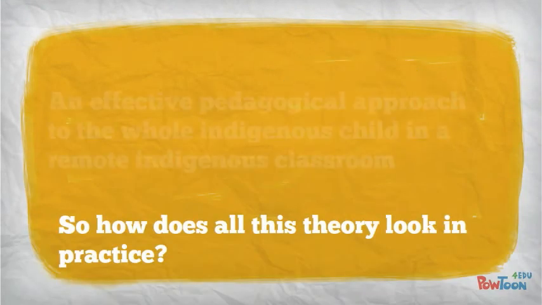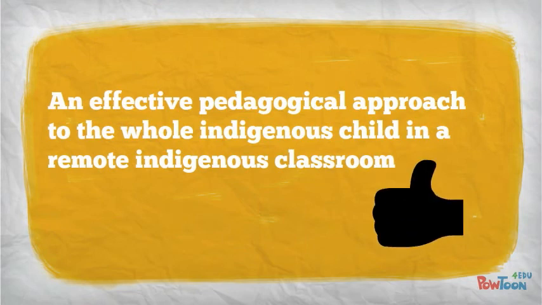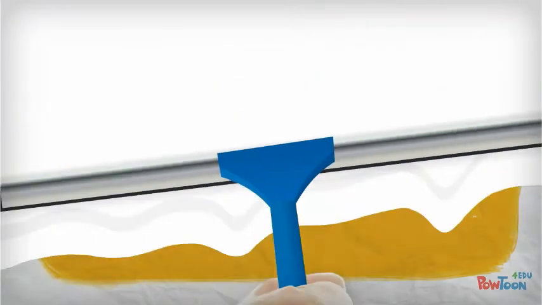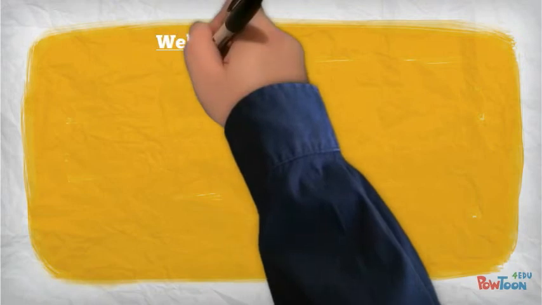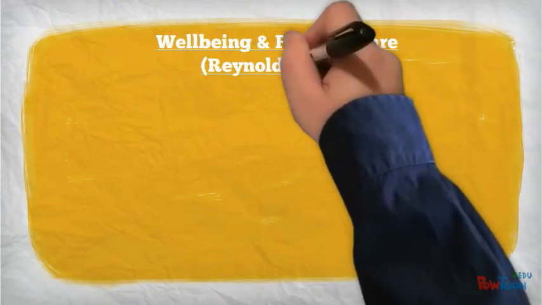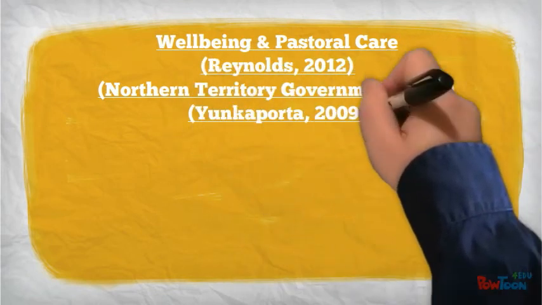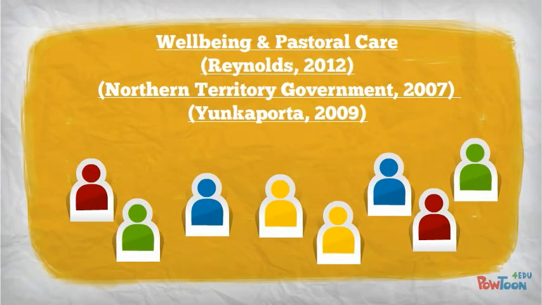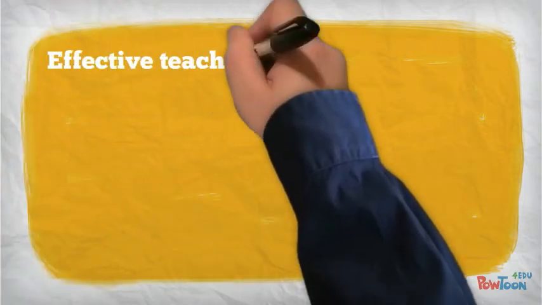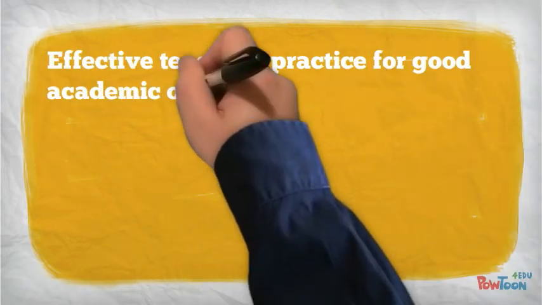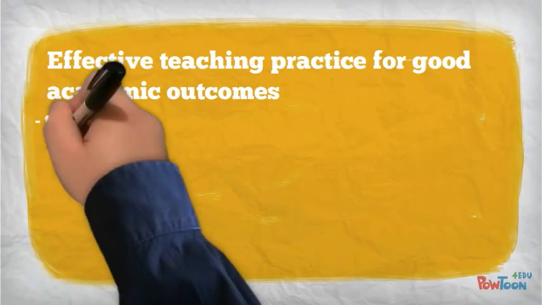Let's take a look at an effective pedagogical approach to the whole Indigenous child in a remote Indigenous classroom. Firstly, let me consider wellbeing and pastoral care. Teachers should strive to understand and gain knowledge of Indigenous cultural sensitivities and living conditions, as well as aim to establish strong relationships with their students, their families and the community. Health is particularly relevant in remote communities, with statistics outlined by the Department of Education in 2002 that indicate up to 80% of the children in a classroom may be experiencing chronic ear infection that can result in hearing loss at any one time.